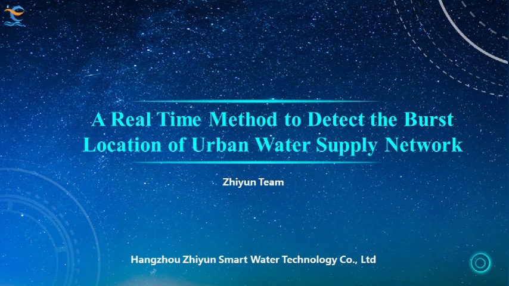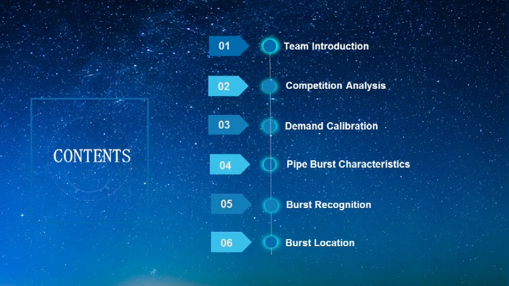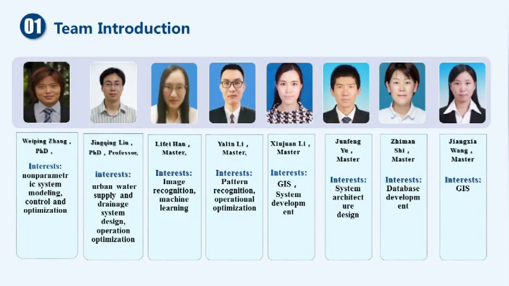Next, I will introduce to you our ideas, methods and results in the battle of leakage detection and isolation methods. I will elaborate on it from the following 6 aspects: team introduction, competition analysis, demand calibration, pipe burst characteristics, burst detection and burst location. This is our team, including Dr. Zhang Weipian, Professor Liu Jinqing, and 6 colleagues. Each of them divided their work according to their expertise.